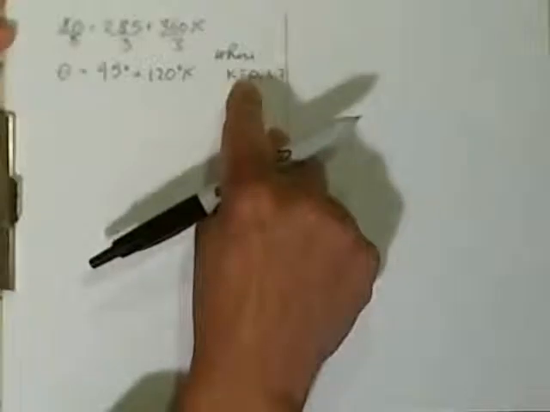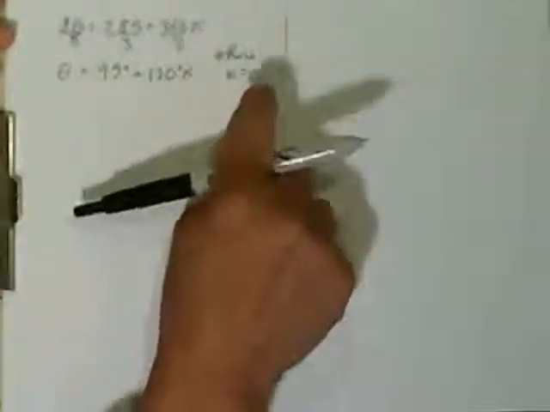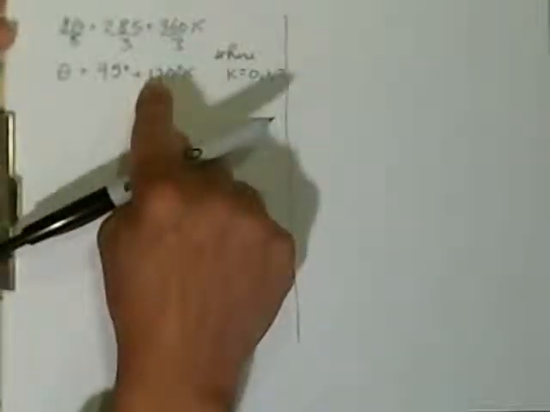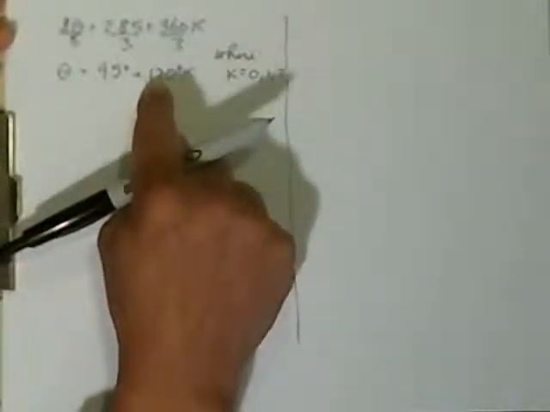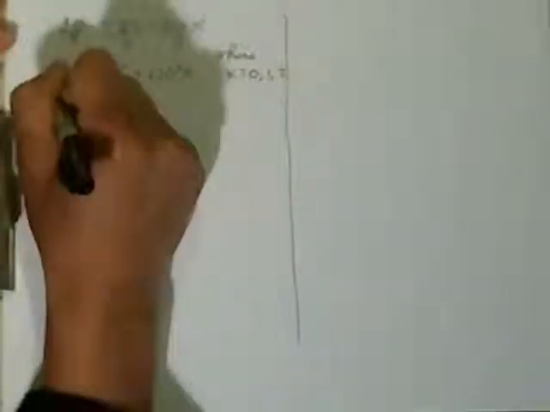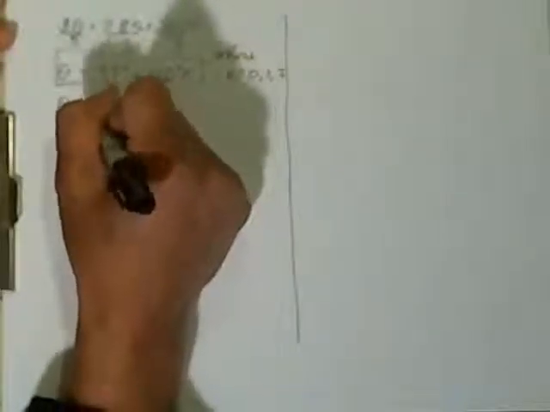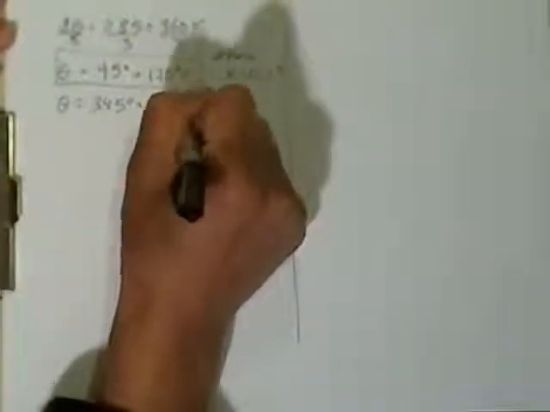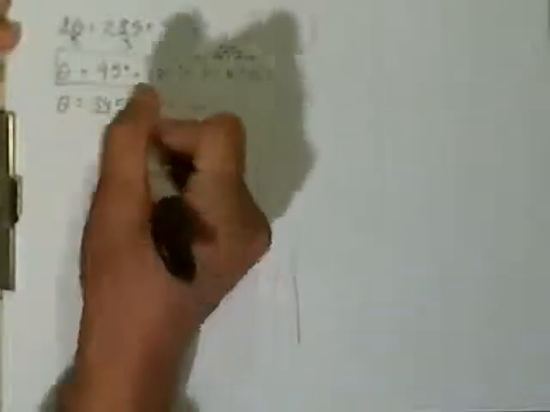Don't forget, the first round, you end up with 95. The second round, you have to add 120 to that. Third round, we add 2 times 120, which is 240. So that's your first answer. The second one is 345 degrees plus 360 degrees k, divided by 3 on both sides because it was 3 theta.